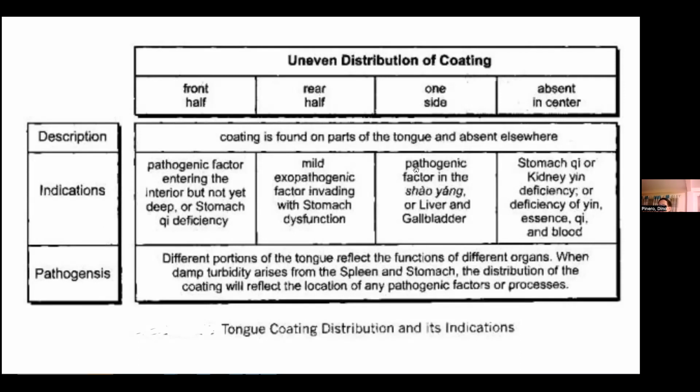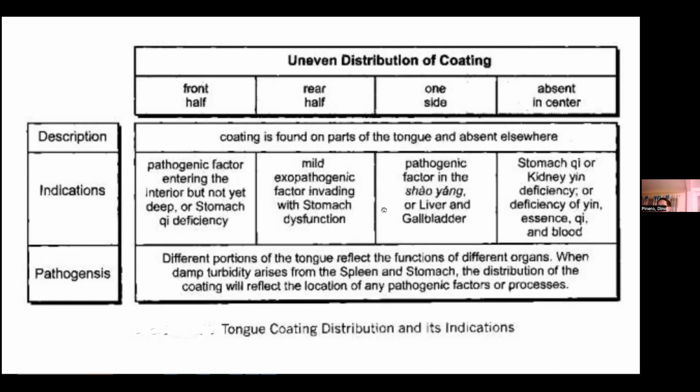So here, another table, uneven distribution of coating. So first, there is the front half. Ang description, coating is found on parts of the tongue and absent elsewhere. So this one is present only on the front half, yung half ng tongue ang sa unahan, which indicates that there is a pathogenic factor entering the interior but not yet deep, or the stomach chi, or merong stomach chi deficiency. So from exterior, pumapasok po yung pathogenic factor. So ma-observe po natin yung tongue coating sa front half. While the rear half naman, yung likod ng tongue, mild exopathogenic factor invading the stomach dysfunction. So yun po yung indication.